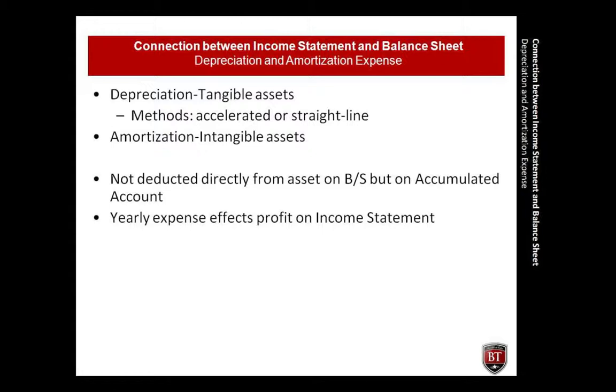We say depreciation in case of tangible assets, machines, equipment, buildings, etc. Depreciation methods can be accelerated or straight line. These are the most common ones. We say amortization in case of intangible assets such as goodwill, licenses, etc. Depreciation and amortization is not deducted directly from the asset on the balance sheet, but on an accumulated account. Yearly depreciation and amortization expense affects profit on income statements.